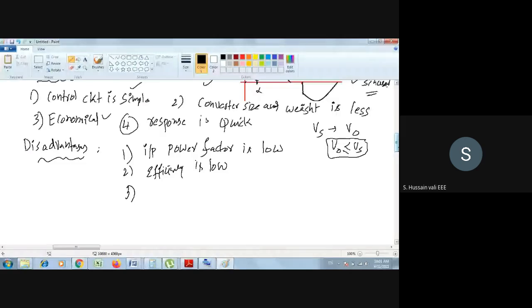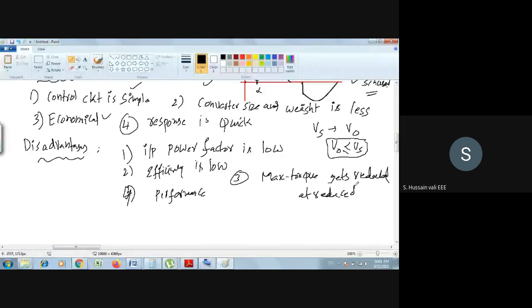So another thing is the performance of the machine. This is the fourth one. The third one is that the maximum torque gets reduced at reduced stator voltage. Okay, this is the third one.